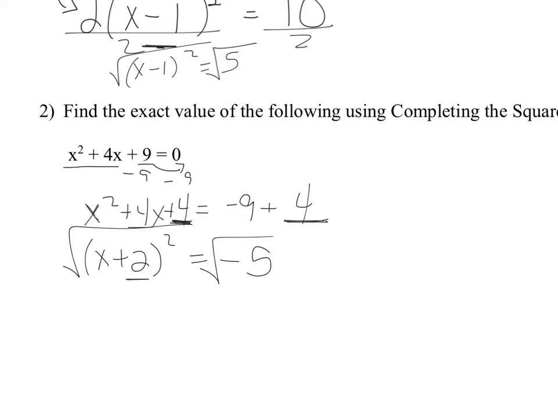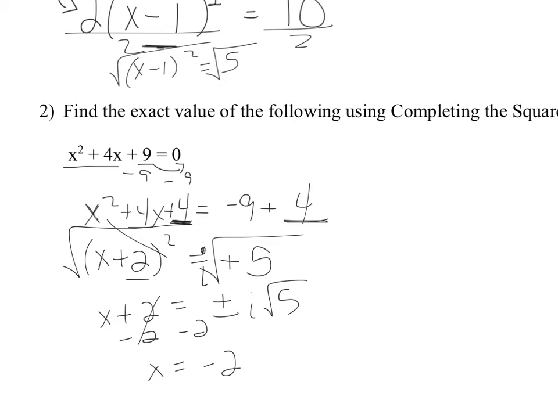Take the square root. x plus 2, remember these cancel themselves out, equals plus or minus. Remember that negative under the radical changes to an i. And then subtract 2. x equals negative 2. Remember the negative 2 just goes right up in front. Plus or minus i radical 5. Make sure that the i stays with the radical.